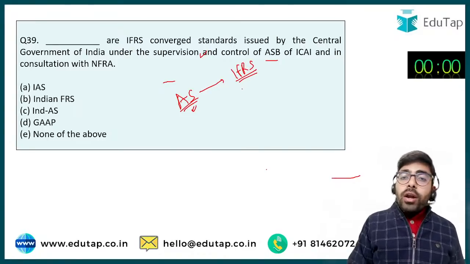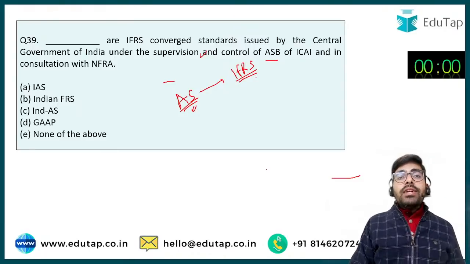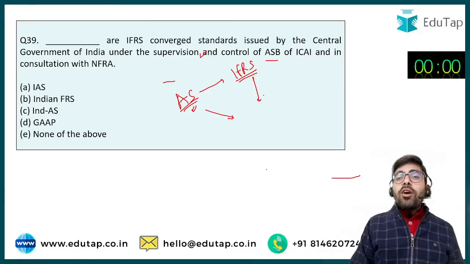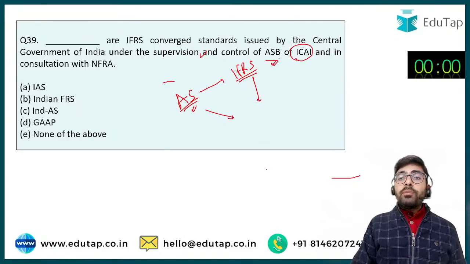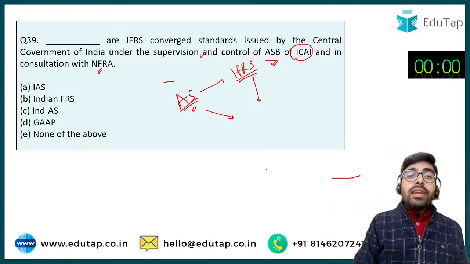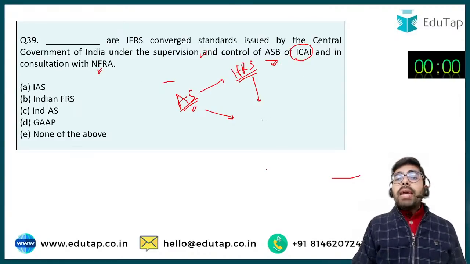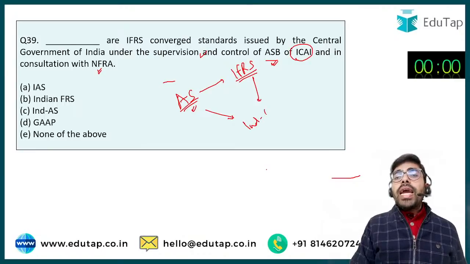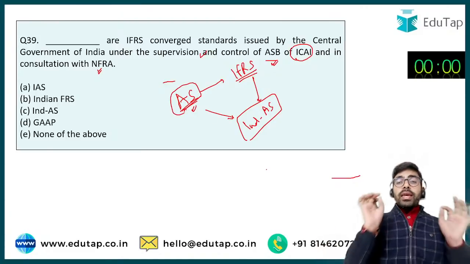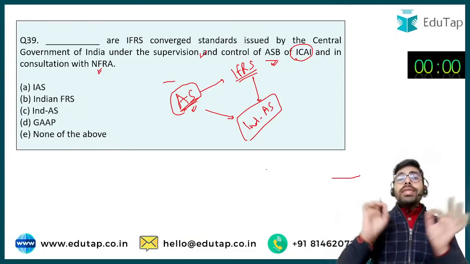And in order to align our accounting standards with the international standards, the central government consulted with ICAI, with the Accounting Standard Board of ICAI, and with NFRA, the National Financial Reporting Authority, and they came up with a new concept of Ind AS. Okay, so Ind AS and AS are two different things. This is something you have to remember: AS and Ind AS are two separate things.